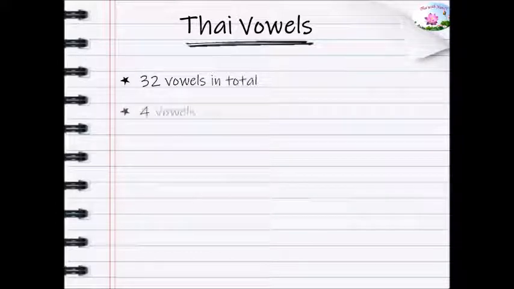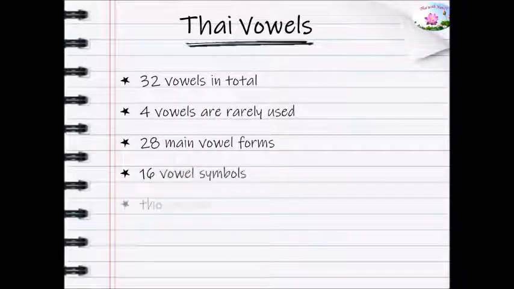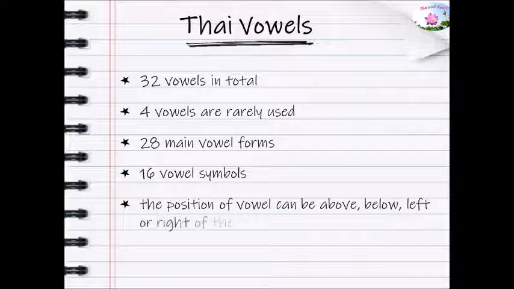There are a total of 32 Thai vowels in the language. 4 of them are rarely used, so you won't see them often. The remaining are 28 main vowels. These vowels come from a combination of 16 different vowel symbols.